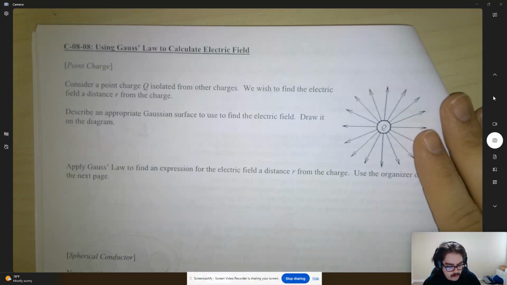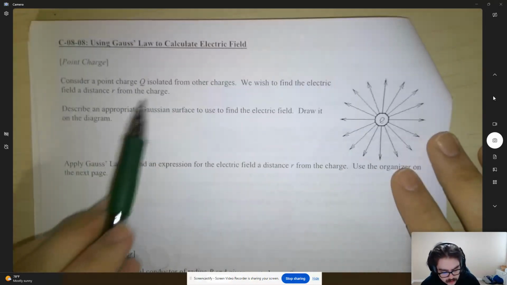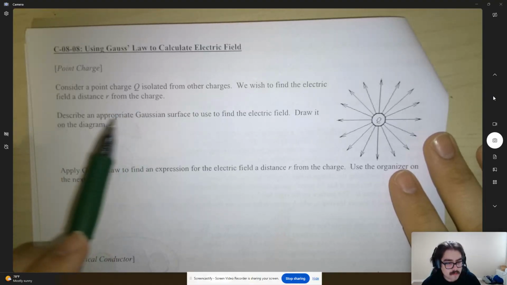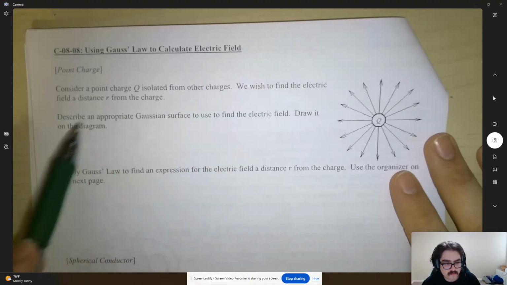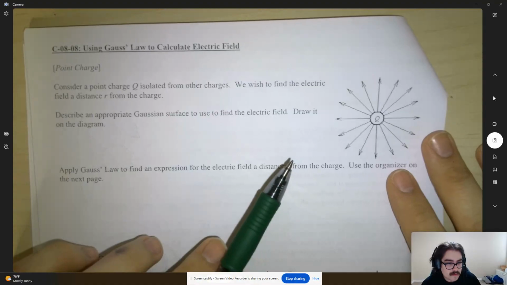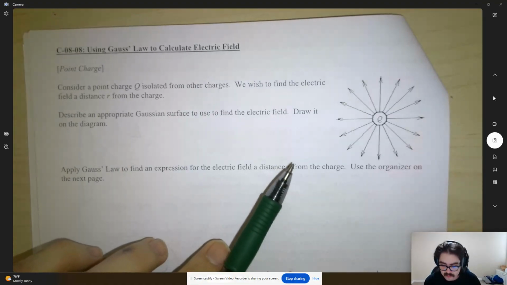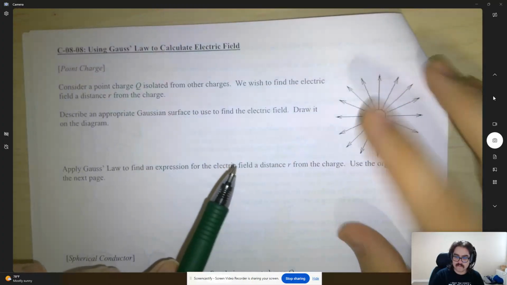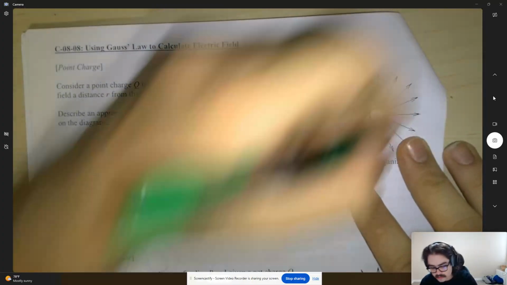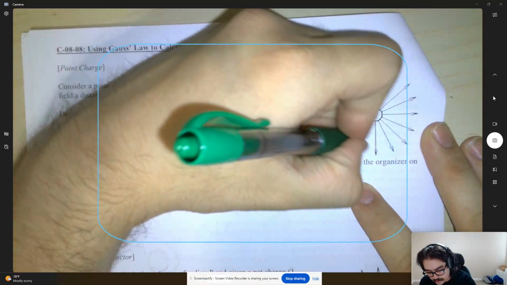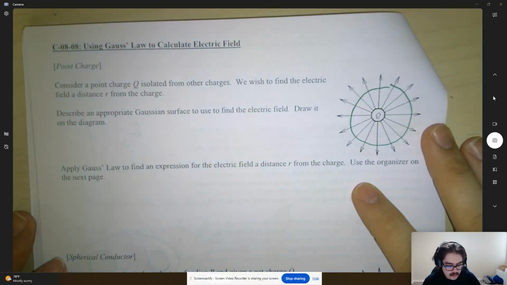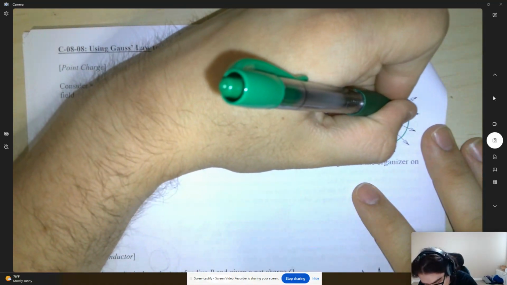The point charge: consider a point charge Q isolated from other charges. When you wish to find the electric field at distance R from the charge, describe an appropriate Gaussian surface to use to find the electric field. Draw it on the diagram. Because the point charge is basically a sphere, I think the best surface to use here that fits the three tenets from earlier is to just draw a bigger sphere. That's the simple solution. And the sphere is going to have a radius r.